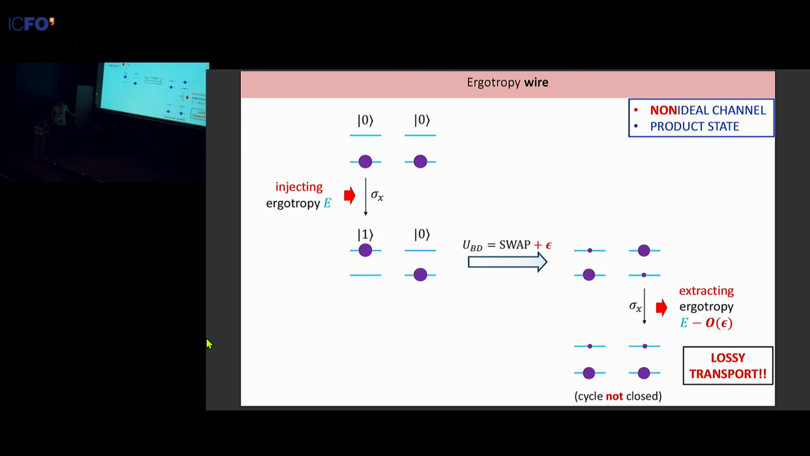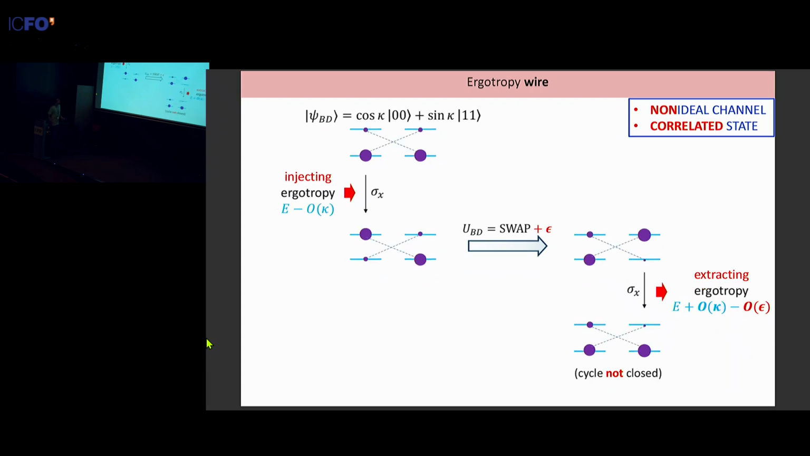Right, so yes, the transport will become lossy. Now let's consider the same situation where we tolerate some noise in the channel, but now we start with a correlated state, because we understood that there is some hidden ergotropy, some ergotropy hidden in correlations that we could use locally. Imagine we start with an entangled state, which is like this.